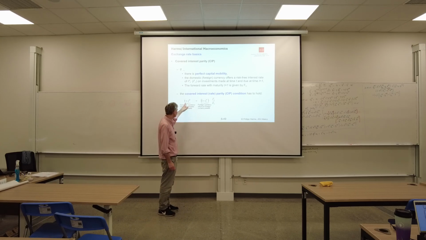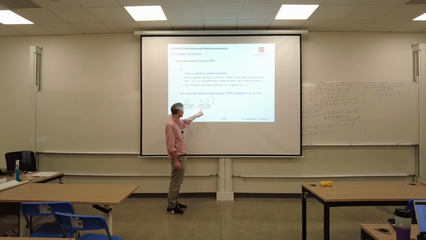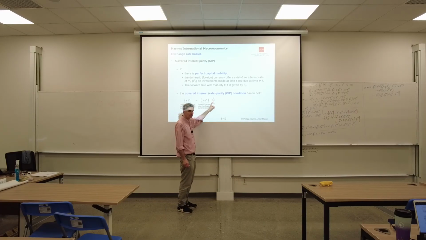Right? So this is the domestic currency return on domestic currency assets. This is the foreign currency return on foreign currency assets. This is the forward rate, this is the spot exchange rate.